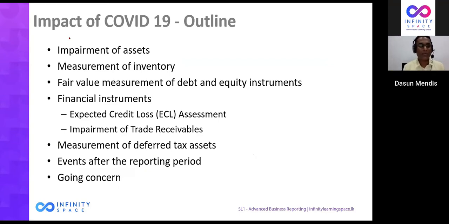Remember, CA Sri Lanka also issued a guideline on this area, the impact of COVID-19 on financial reporting. It has an impact in many areas, operational impact, business impact. Having an impact on business and operations obviously means it has an impact on financial reporting as well, right? So let's look at that section now.